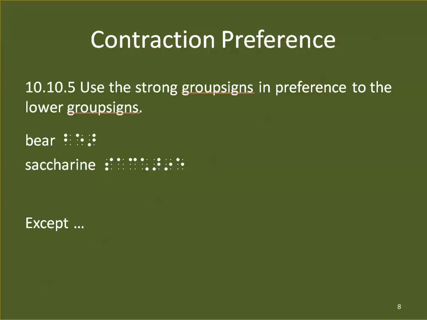If that is taken care of, if either way we'll use the same number of cells, then we go to the next consideration. We would use the strong group sign in preference to the lower group sign. So that's why we use AR in EAR words. In that letter sequence, we would almost always use the AR instead of EA in that situation. Saccharin, we would use CH, that's the strong contraction. There's a dot on the top, on the bottom, on the left, and on the right, as opposed to the double C contraction.